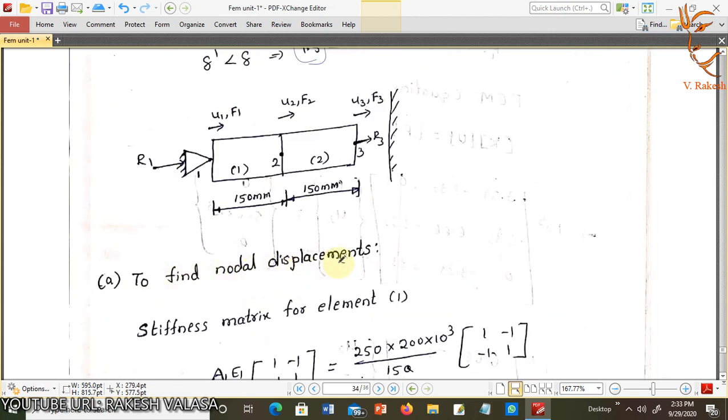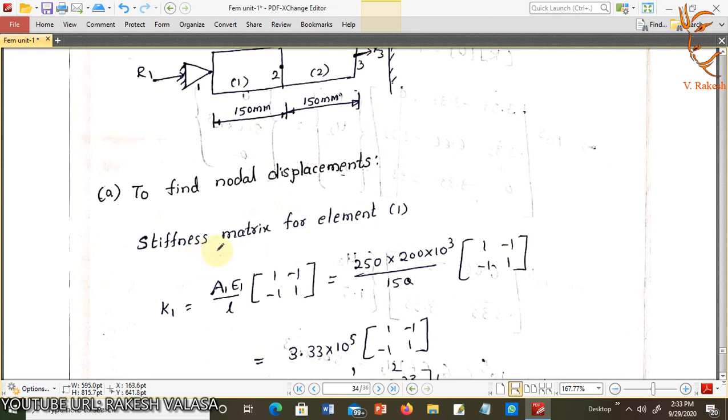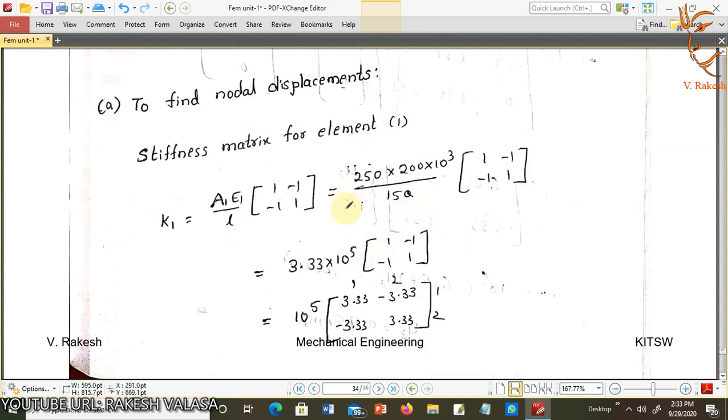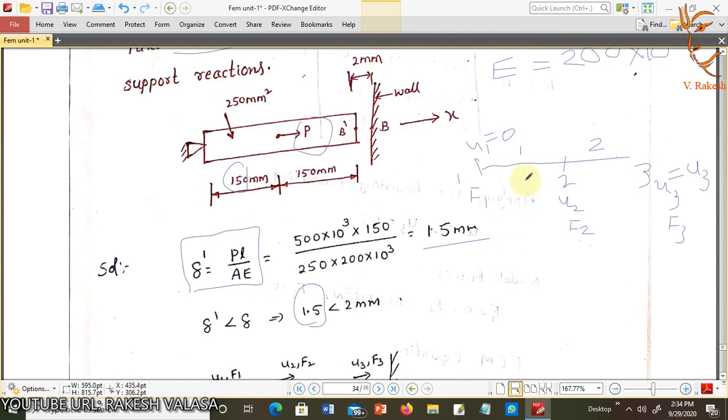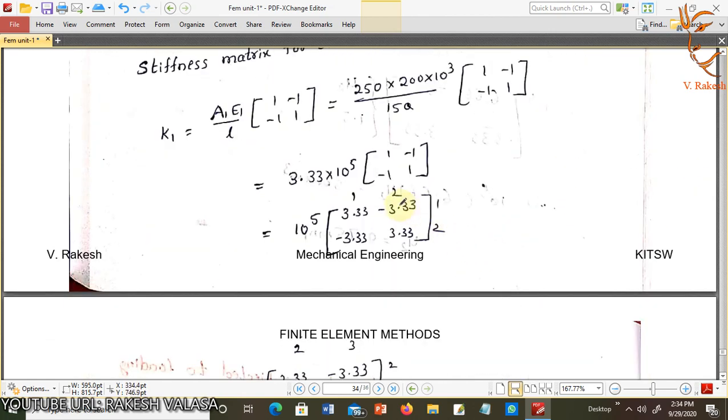To find nodal displacement, first you can calculate stiffness matrix for element 1. The formula is AE by L times the matrix 1 minus 1, minus 1 1. For element 1, area 250, Young's modulus 200 into 10 cube, length is 150. Now simplify this equation. We get 10 power 5 into the matrix 3.33 minus 3.33, minus 3.33 3.33. Element 1 having nodes 1 and 2, so you can write here node 1, node 2, node 1, node 2.